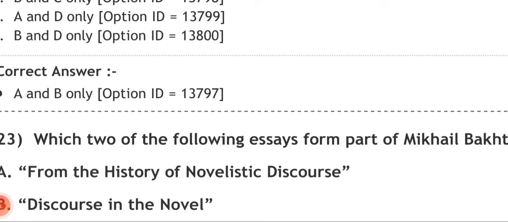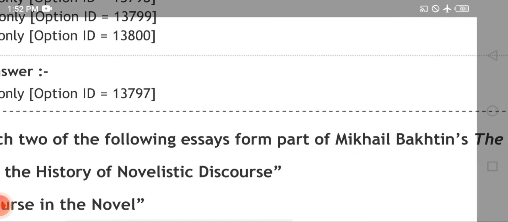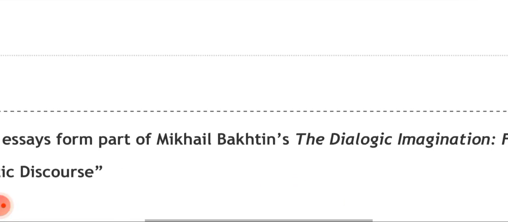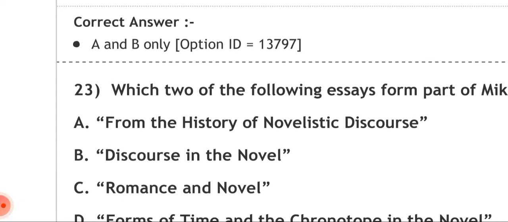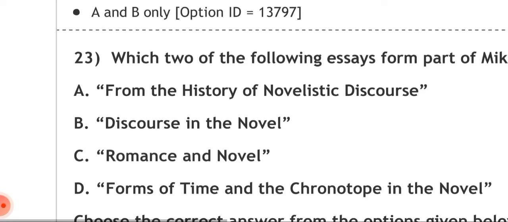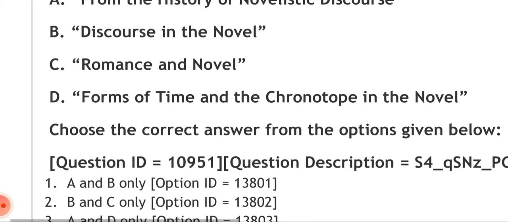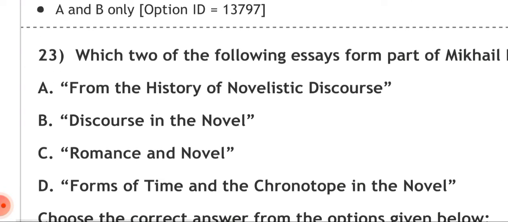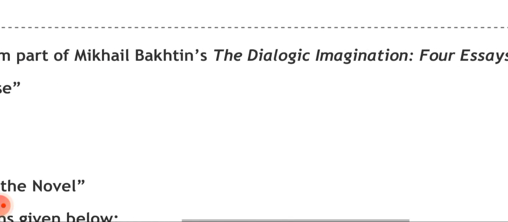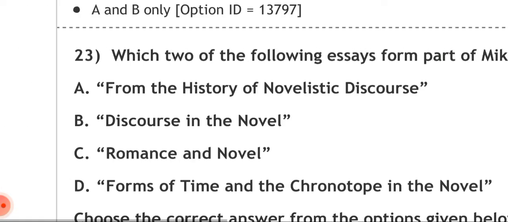Next question. Which two of the following essays form part of Mikhail Bakhtin's The Dialogic Imagination four essays? Number A is saying From the History of Novelistic Discourse. Number B is saying Discourse in the Novel. Number C is saying Romance and Novel. Number D is saying Forms of Time and the Chronotope in the Novel. Correct options are A and B only, B and C only, A and D only, B and D only. So the correct answer will be A and B only. From the History of Novelistic Discourse and Discourse in the Novel. These are the two essays that form part of Bakhtin's The Dialogic Imagination.